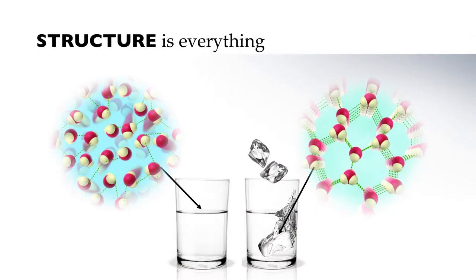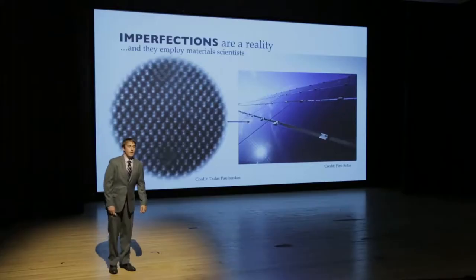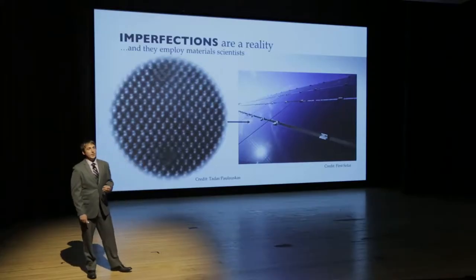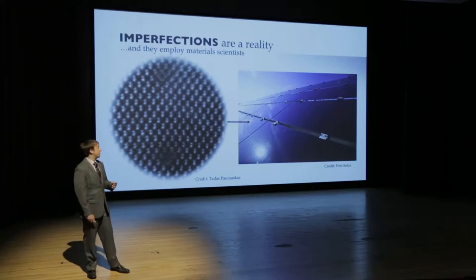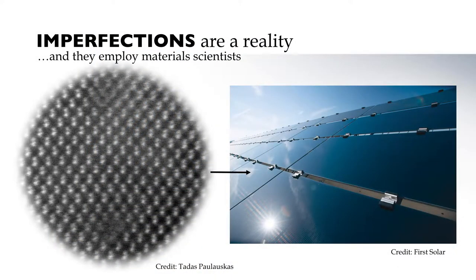So we can see these atoms. Seems like a perfect world. We have a good understanding of this, but the reality is imperfections are everywhere at this level of detail. Now, my particular area of research deals with materials used for solar energy applications. And here we have pictures of solar panels. This actual image here is of a material that's used in solar panels.